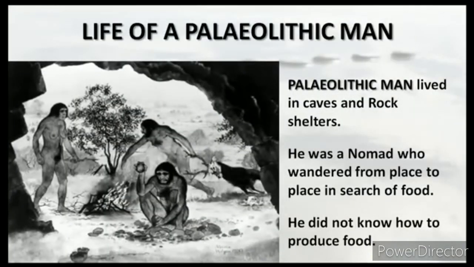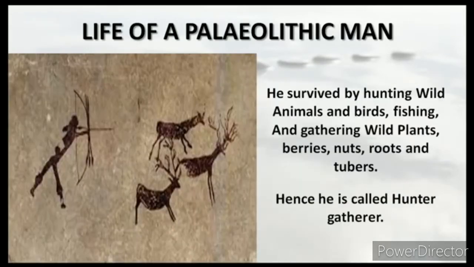Paleolithic man lived in caves and rock shelters. He was a nomad who wandered from place to place in search of food. He did not know how to produce food. He survived by hunting wild animals and birds, fishing and gathering wild plants, berries, nuts, roots and tubers. Hence, he is called the hunter-gatherer.